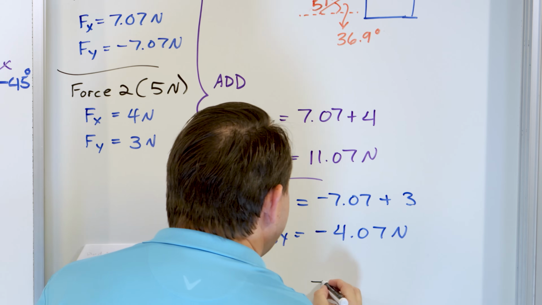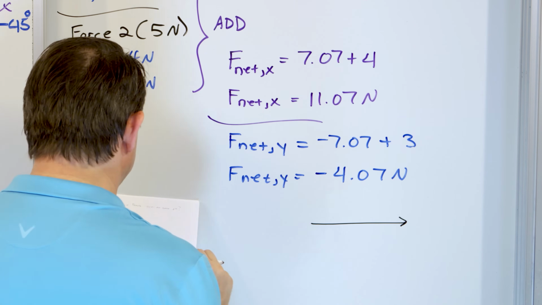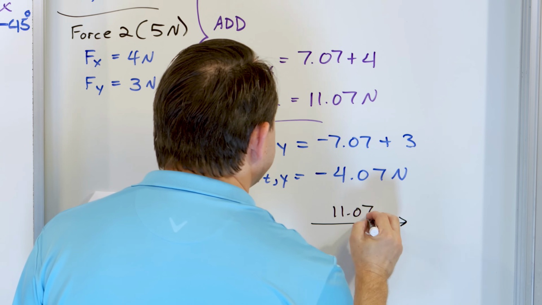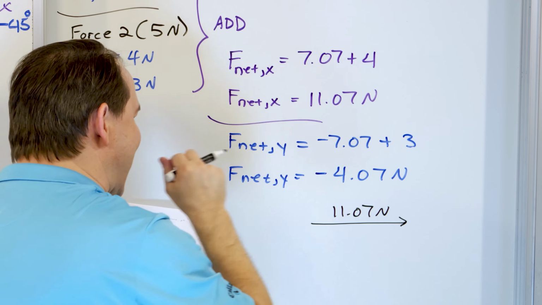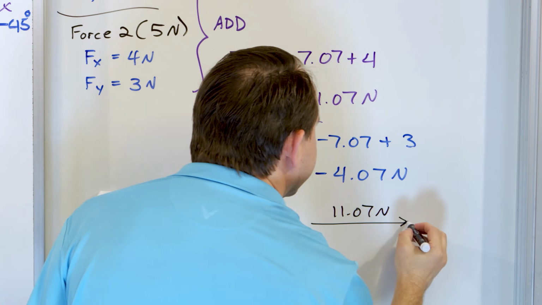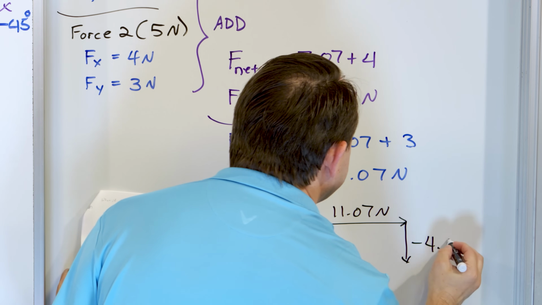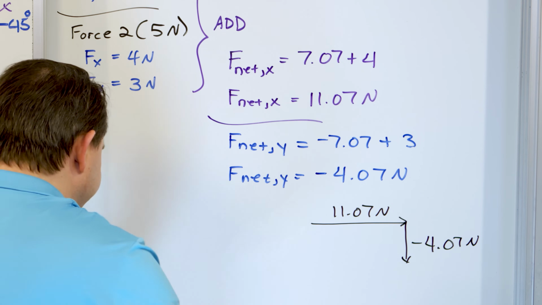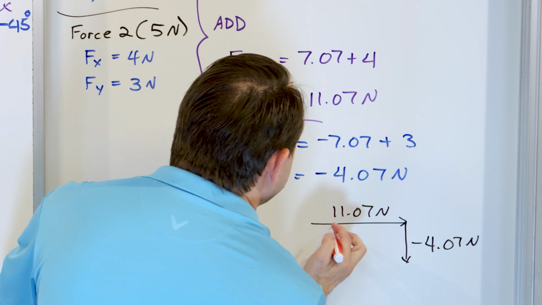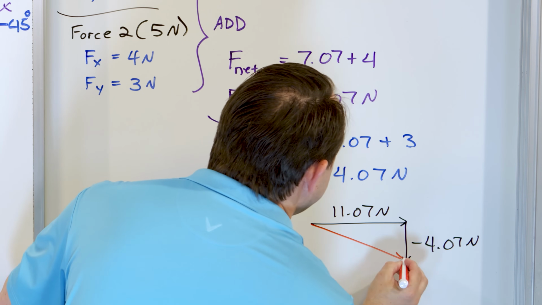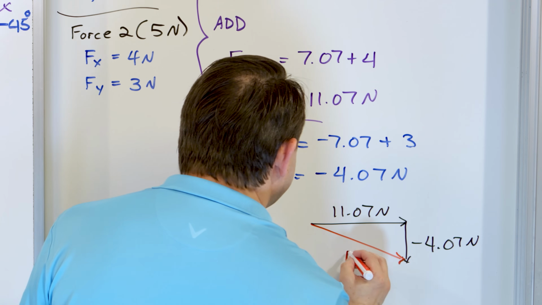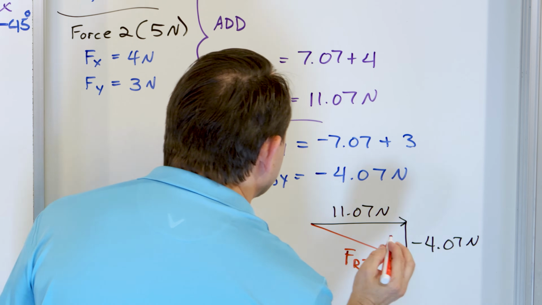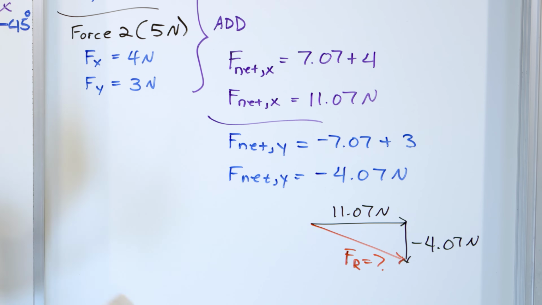The x force here is 11.07 newtons. That's a positive number acting to the right. This one is a negative 4.07 newtons. You have to angle it down because it's a negative number here. And so what is that resultant force going to look like? It's going to be going from the tip to the head right here. What is F sub r, the resultant vector, when you add these guys together?